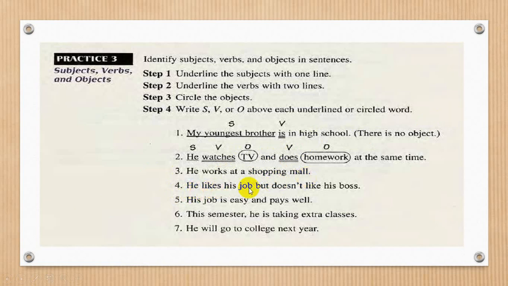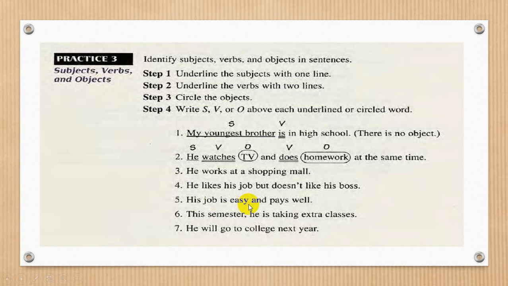He likes his job. He الفاعل, likes الفعل, وقبل شوية قلنا like فعل، like هو من الأفعال اللي لازم تأخذ must take an object. His job هذا شنو؟ his job يعني عمله، فهذا اسم يعتبر هو المفعول به. But conjunction يعني اكو جملة جديدة جاية. Doesn't هو الفعل و like his boss، his boss اللايك هو الفعل و his boss من هو المفعول به اللي هو اسم.